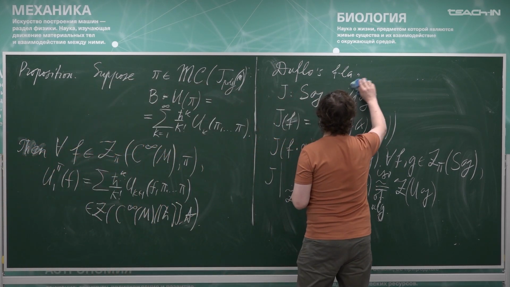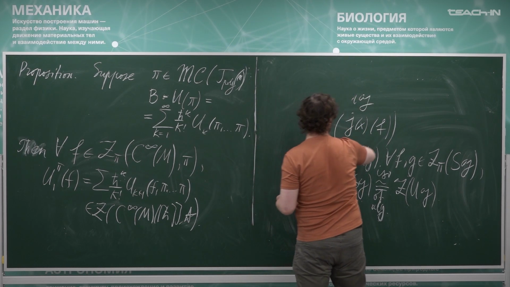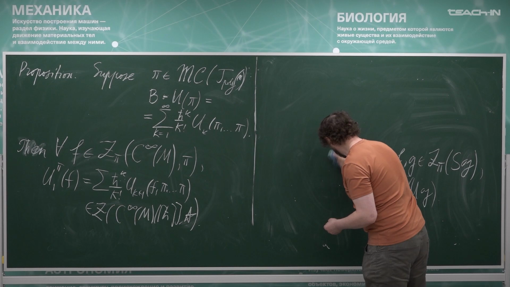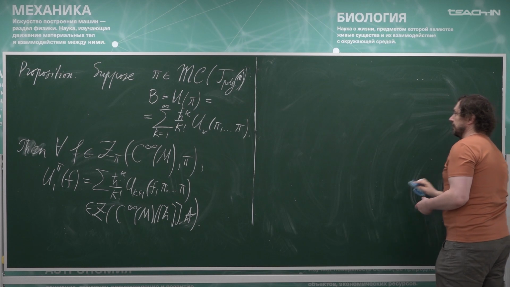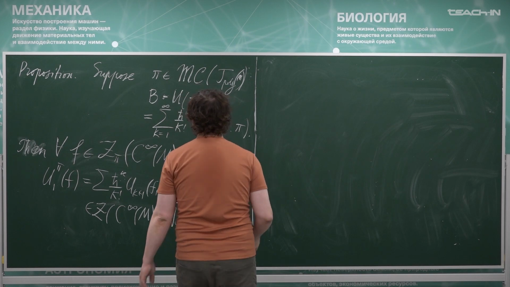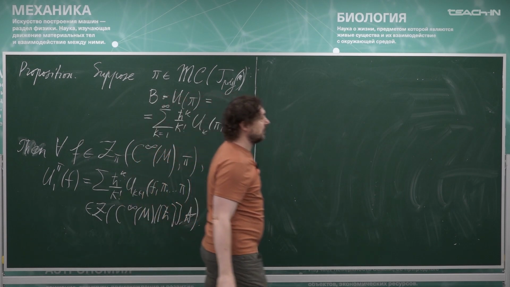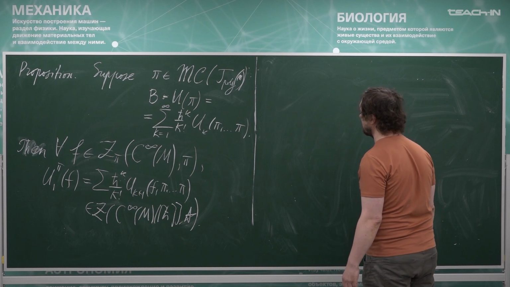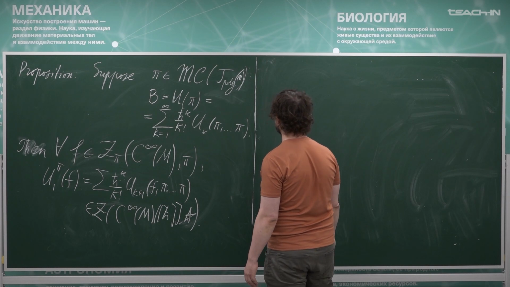The proof is pretty straightforward, and I'm afraid I'm running out of time, so I'll probably skip some computational details. But still, the idea is very simple. It resembles the proof of the fact that B is in fact a Maurer-Cartan element, whenever pi is a Maurer-Cartan element.